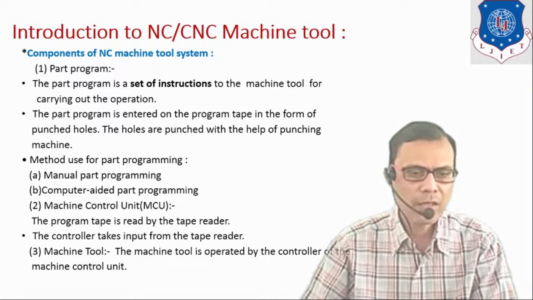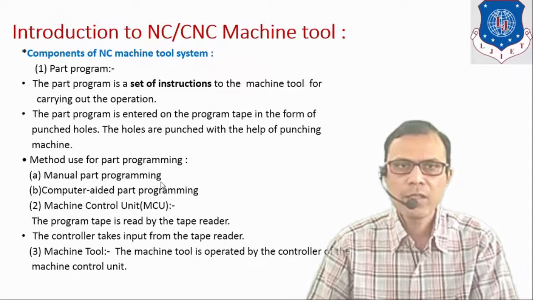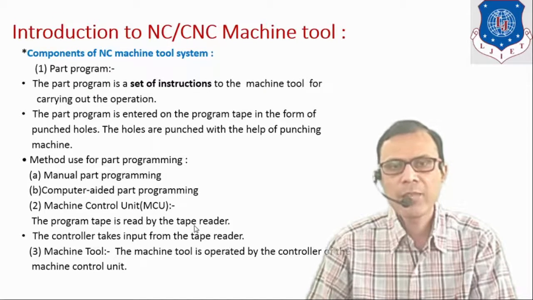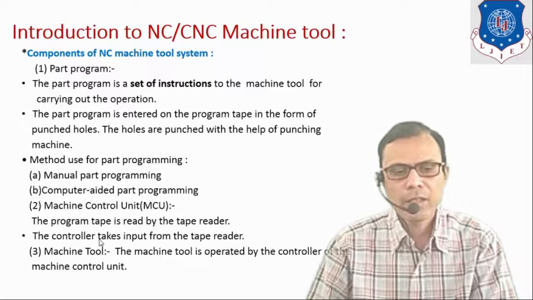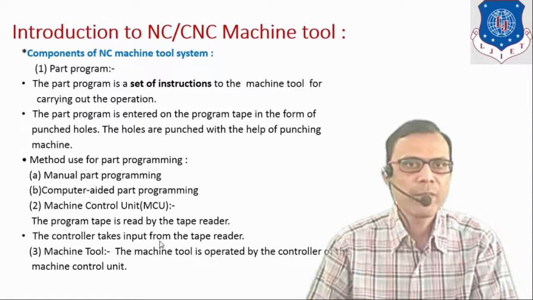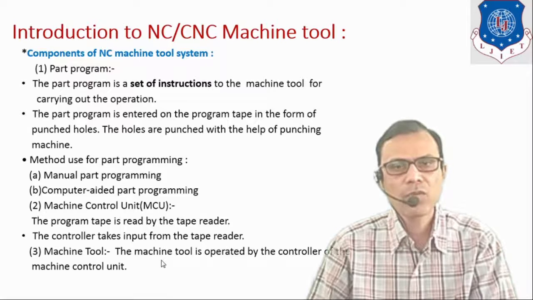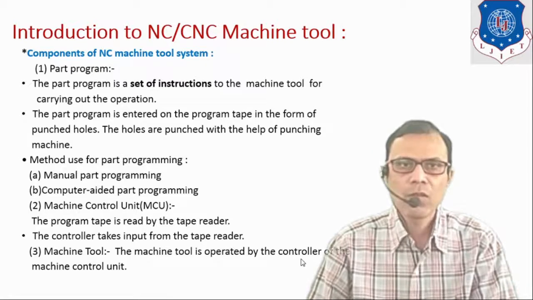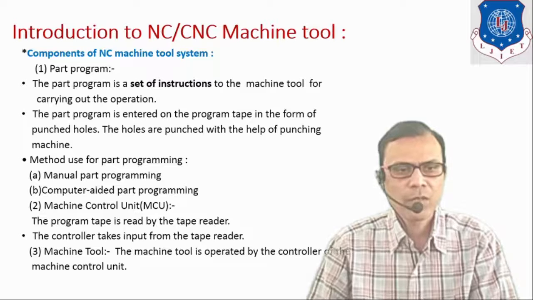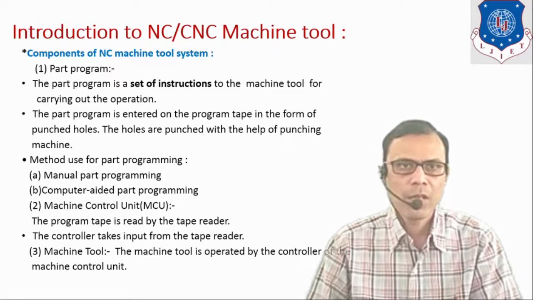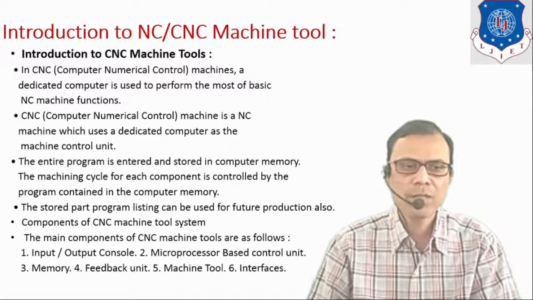Next part is the machine control unit. The program tape is read by the tape reader and the controller takes input from the tape reader. Next part is the machine tool. So the machine tool is operated by the controller of the machine control unit. So these are the basic parts of NC machine tool system.